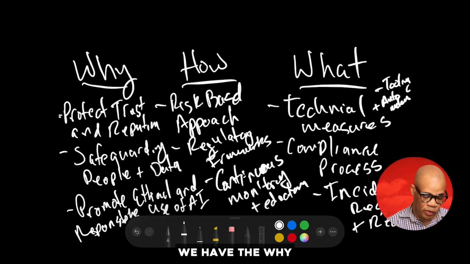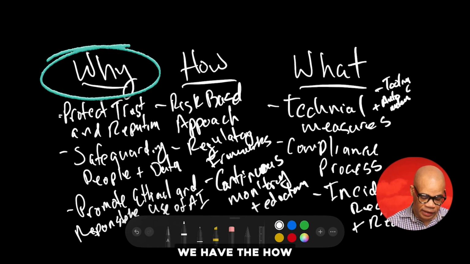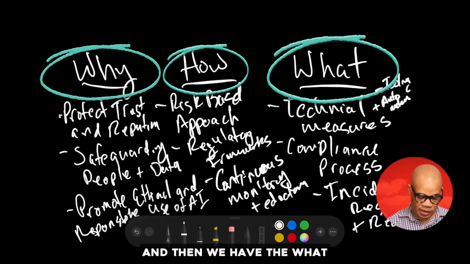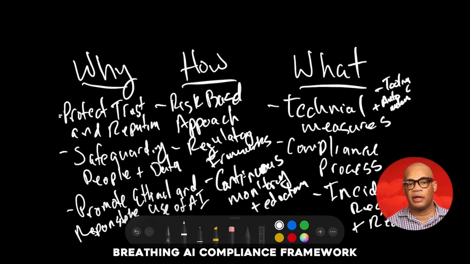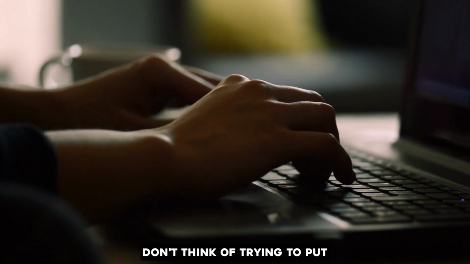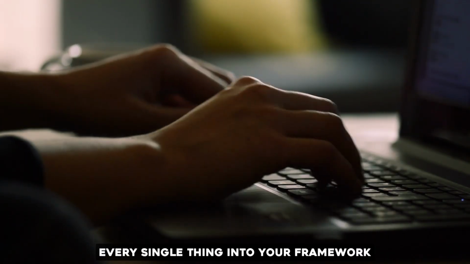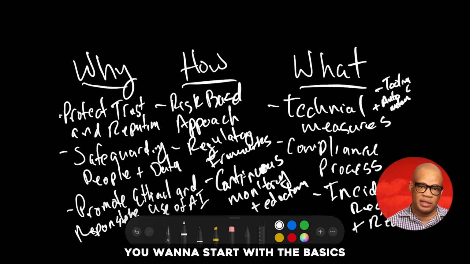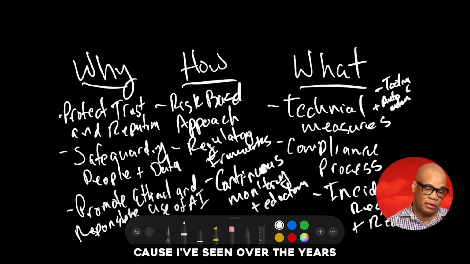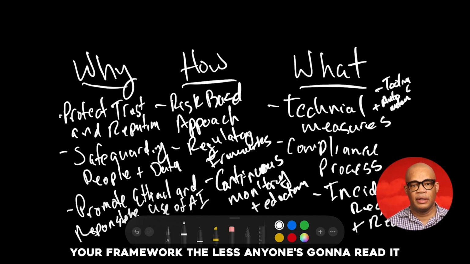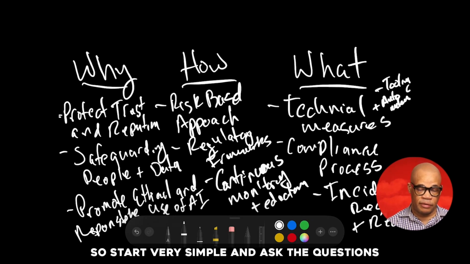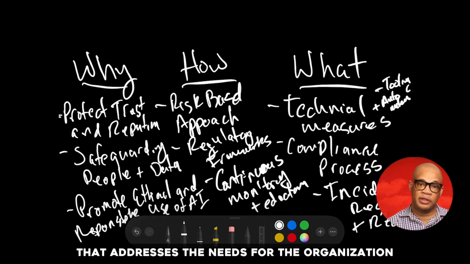So to go over again, we have the why, we have the how, and then we have the what. I would start there and build upon this into creating a living, breathing AI compliance framework. Don't think of trying to put every single thing into your framework. You want to start with the basics and then build from there. Because I've seen over the years, the more that you put into your framework, the less anyone's going to read it. So start very simple and ask the questions that address the needs for the organization when you're working with AI.